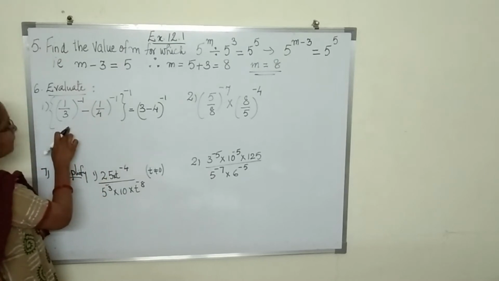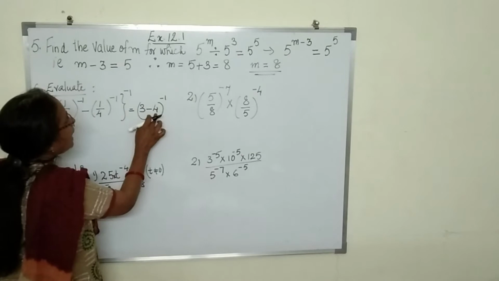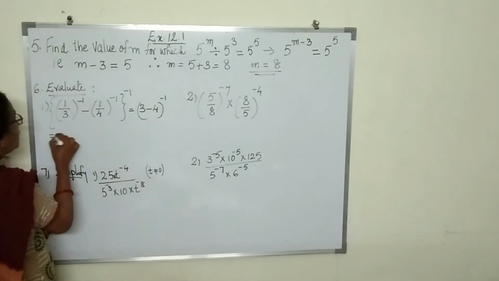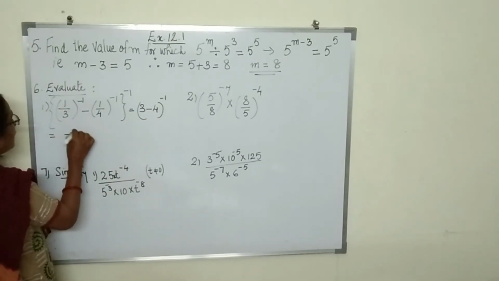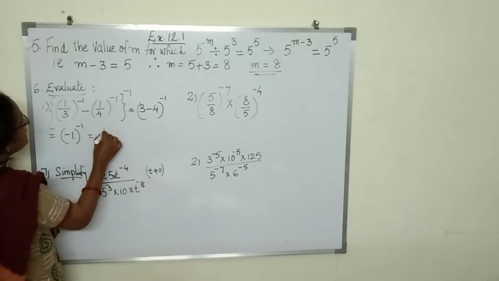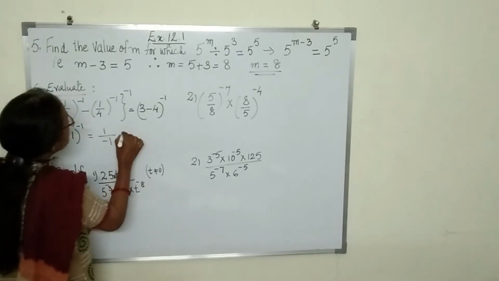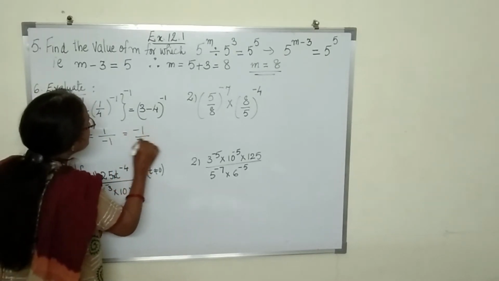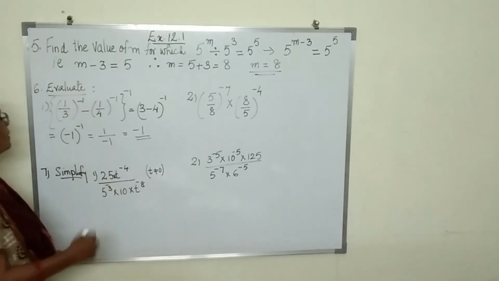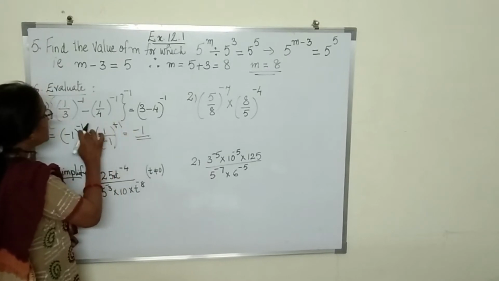First, we converted them into their reciprocals, only the bracket work. Now, 3 minus 4. What is 3 minus 4? Minus 1. Whole raised to minus 1. That is 1 upon minus 1. What is 1 upon minus 1? It is minus 1. Or you can write here (1/(-1)) whole raised to plus 1.